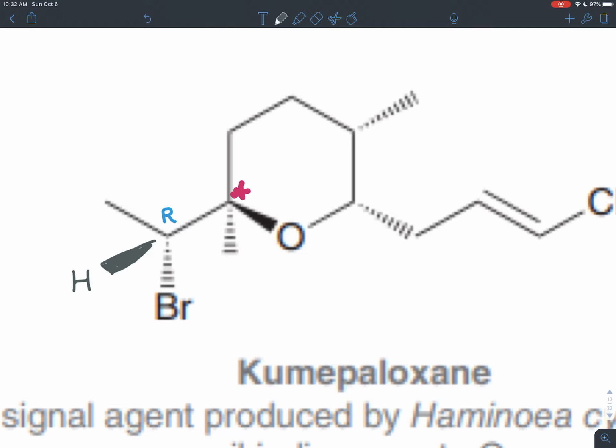So the first step is to assign priorities based on atomic number. Oxygen has an atomic number of 8, and each of the three carbons has an atomic number of 6. Well, we know that the oxygen with the highest atomic number will get the highest priority, so that'll be priority 1. For the other 3, we have to make tables because they all tie. So I'm going to make a table for this carbon at the bottom, a table for the carbon on the left, and a table for the carbon going up. At the bottom, going away from the chiral center, this carbon is bonded to 3 hydrogens.